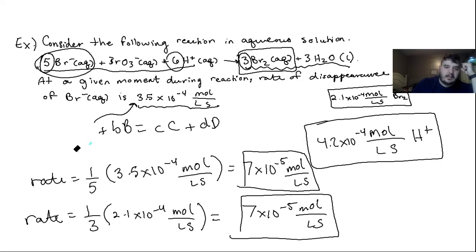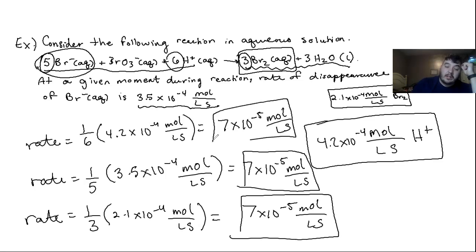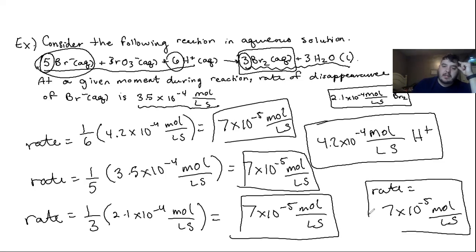So let me just erase this here. And when we try our hydrogen here, again, we're going to divide by its coefficient, so 1/6, and we're going to multiply by the rate of disappearance this time, so 4.2 times 10 to the negative 4 moles per liter per second. And when we calculate it, again, we're going to get 7 times 10 to the negative 5 moles per liter per second. So what is our rate? Well, it's obviously going to equal 7 times 10 to the negative 5 moles per liter per second. And this is going to be the final answer.